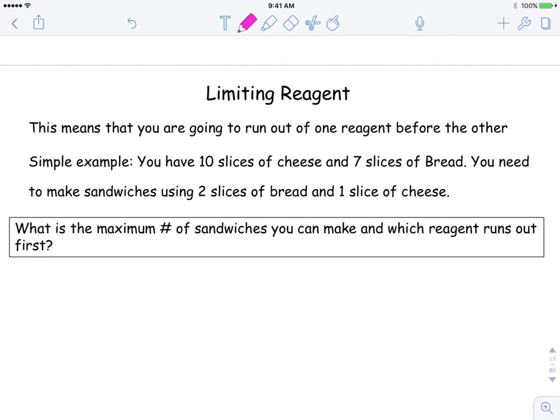Now let's look at a limiting reagent problem. A limiting reagent problem is more challenging because what it means is that you're going to run out of one of your reactants. They call them reagents because in the lab they're working with chemicals. They're called reagents. That's why they use that term.